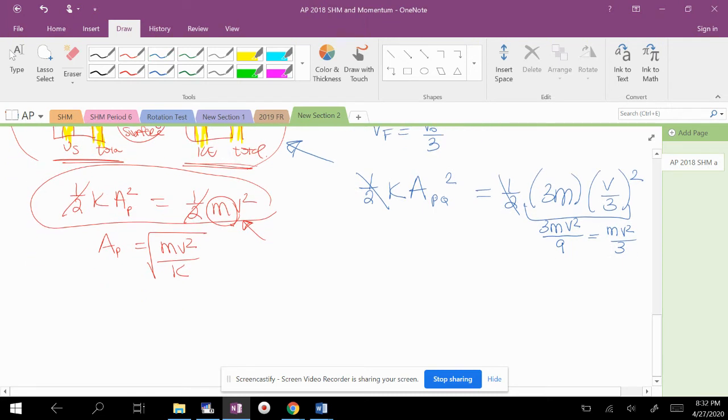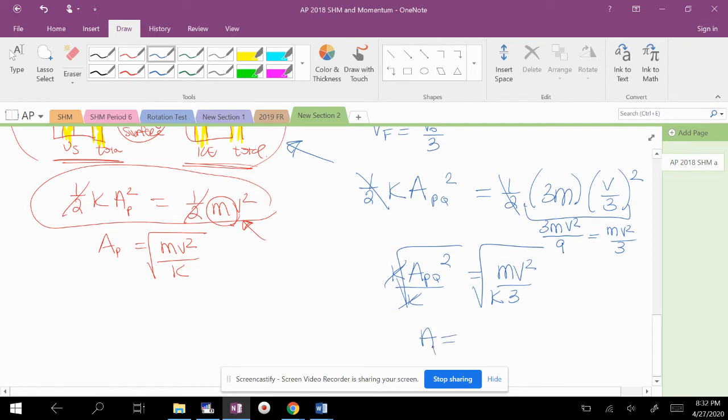So what I have here is k A_PQ squared equals mv squared over 3. I'm going to divide each side by k and take the square root.